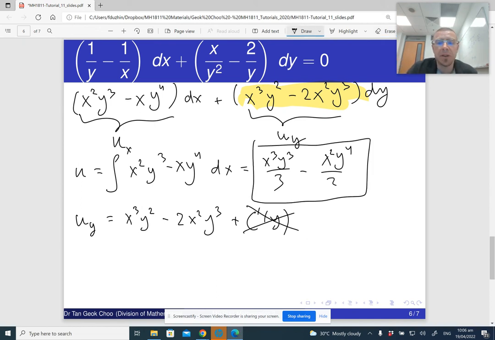Okay, so this is the potential function, which means that the general solution to our differential equation is given by the condition that the potential is constant. So x cubed y cubed over 3 minus x squared y to the 4 over 2 is constant. And if we could solve for y or for x, then we probably should do it, but here we can't really. So that's the final answer.